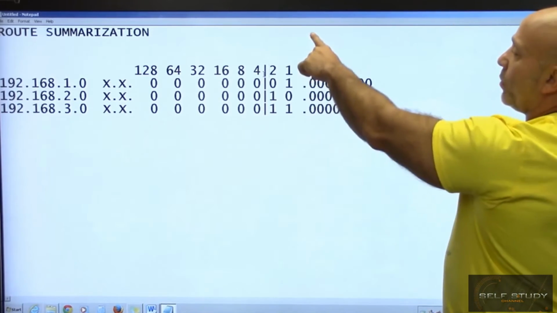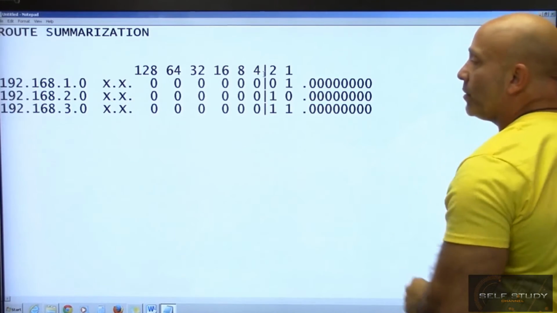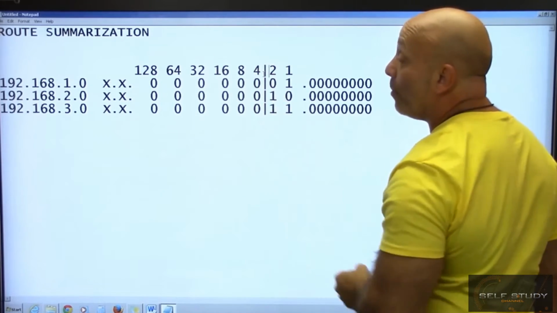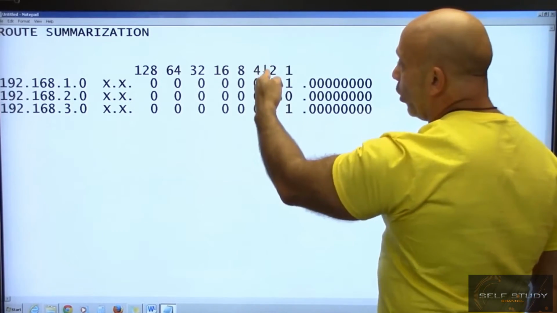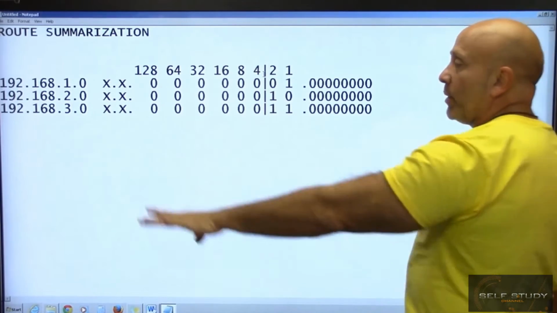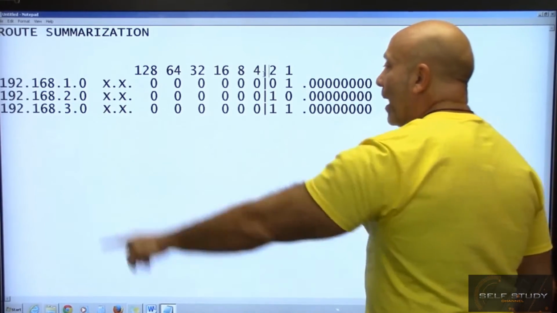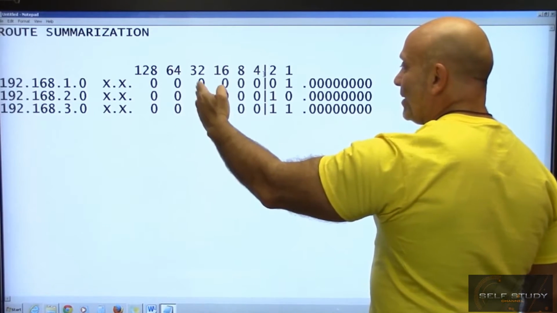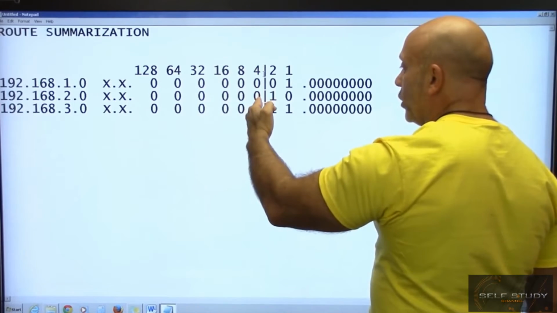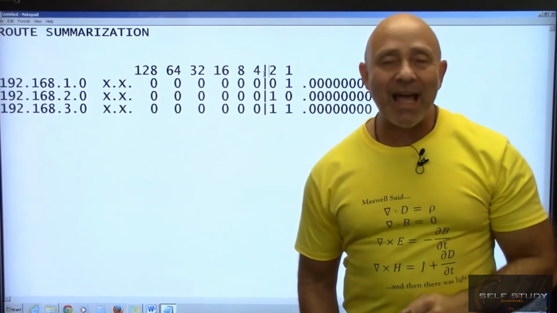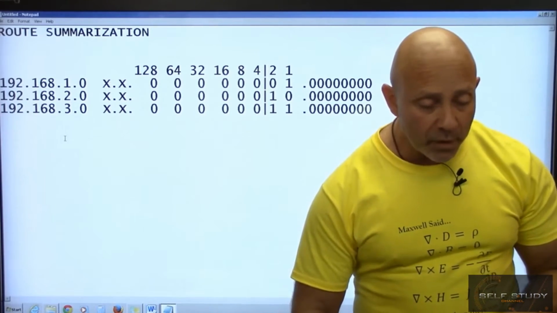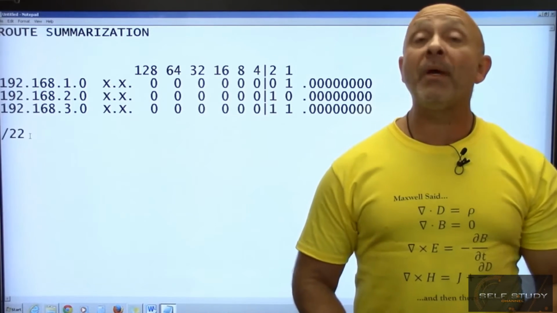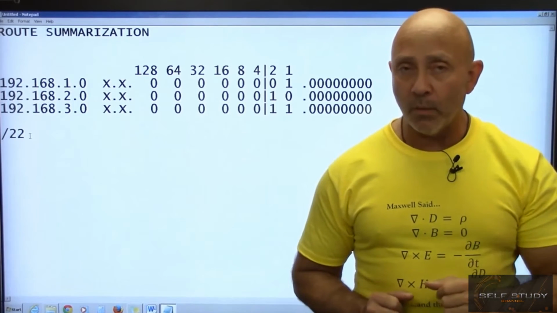Our original line was here. That was our original line. But now our new line, or our new mask, I should say, is over here, which is a 22, right? Because we got 8 bits on right there, we got 8 bits on right there. That's 17, 18, 19, 20, 21, 22. So we have a slash or CIDR 22. That is our new mask that will encompass all those networks.